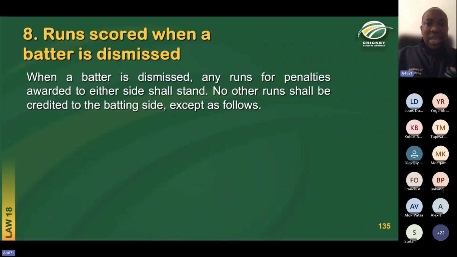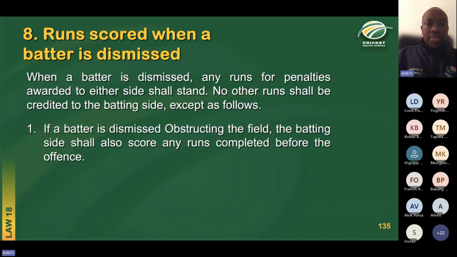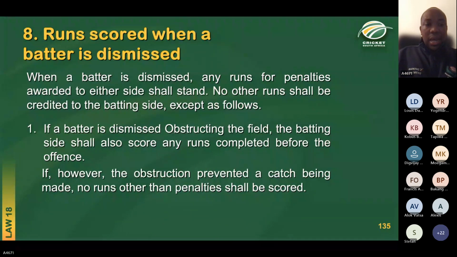When a batter is dismissed, any runs for penalties awarded to either side shall stand. No other runs shall be credited to the batting side except as follows. If a batter is dismissed obstructing the field, the batter shall also score any runs completed before the offence of which he was regarded guilty of obstructing the field. If, however, the obstruction prevented a catch from being taken, no runs other than penalty runs shall be scored.